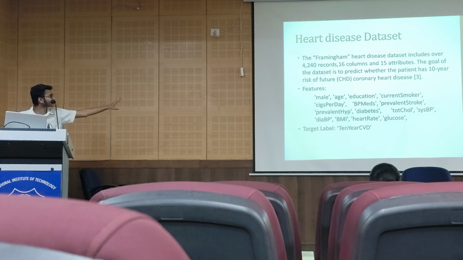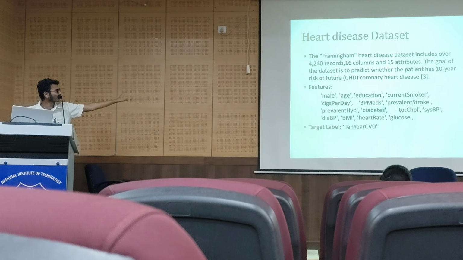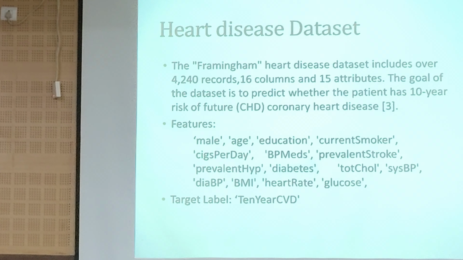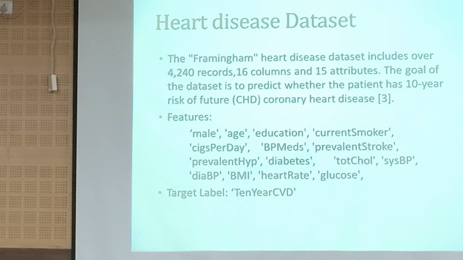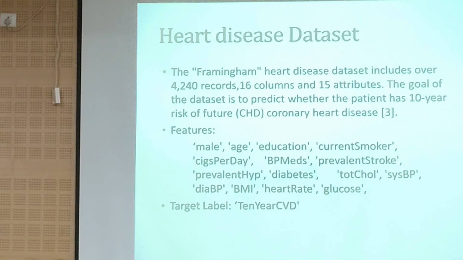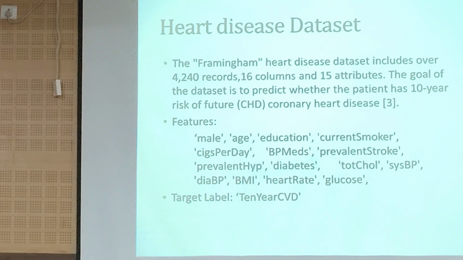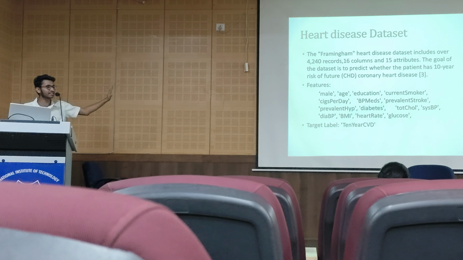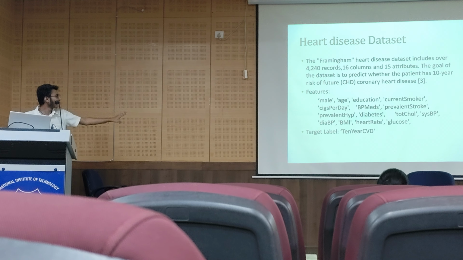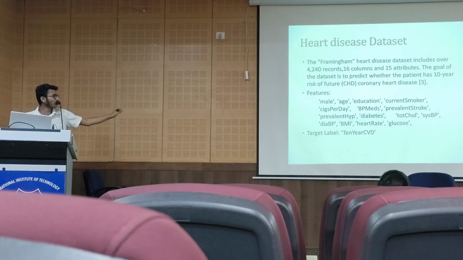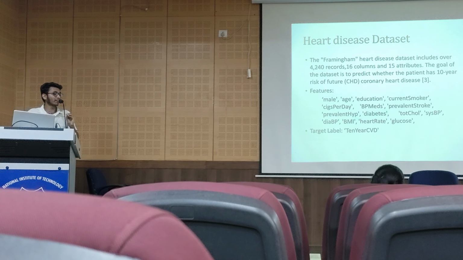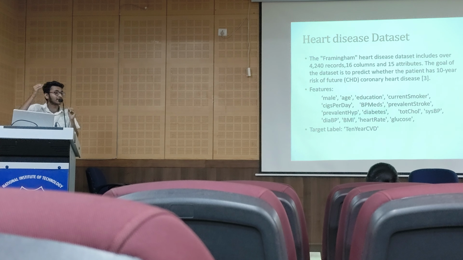I took a Framingham data set from Kaggle, and it has 4240 records, and these are the columns. Features like male, whether it is male or not, what is the age, education, whether they smoke or not, how many cigarettes they smoke, and what is the systolic blood pressure, BMI, heart rate, glucose, and these are the features that are present in the data set. And what is the target label? We have to predict 10-year CVD, meaning whether they will have cardiovascular disease after 10 years or not.